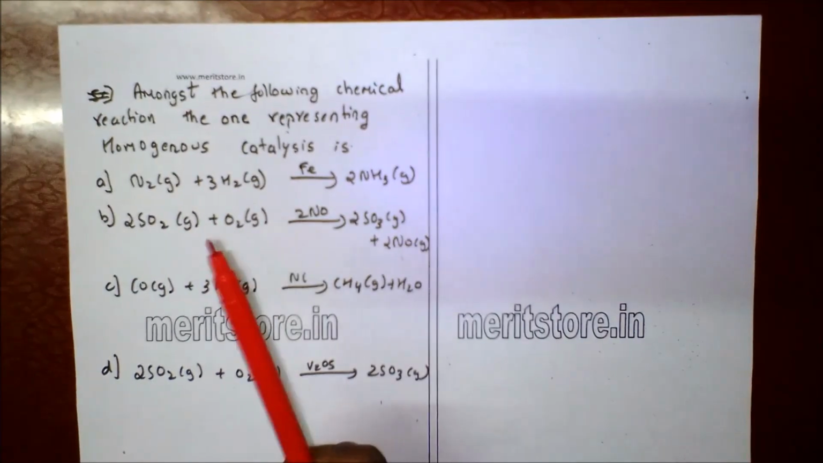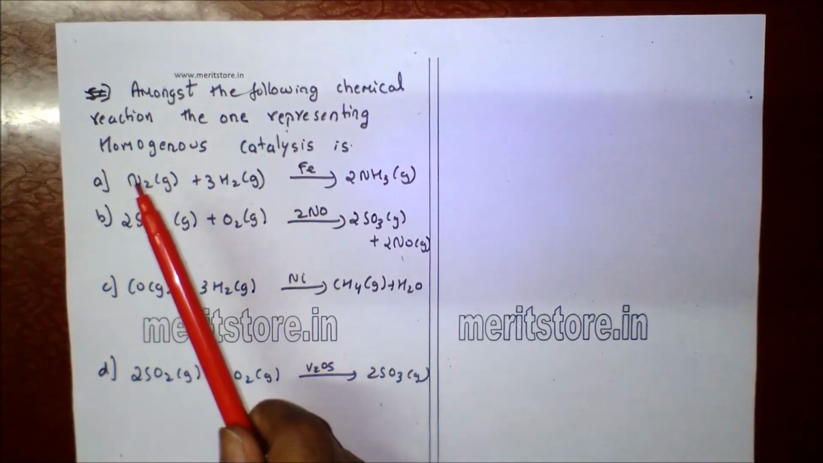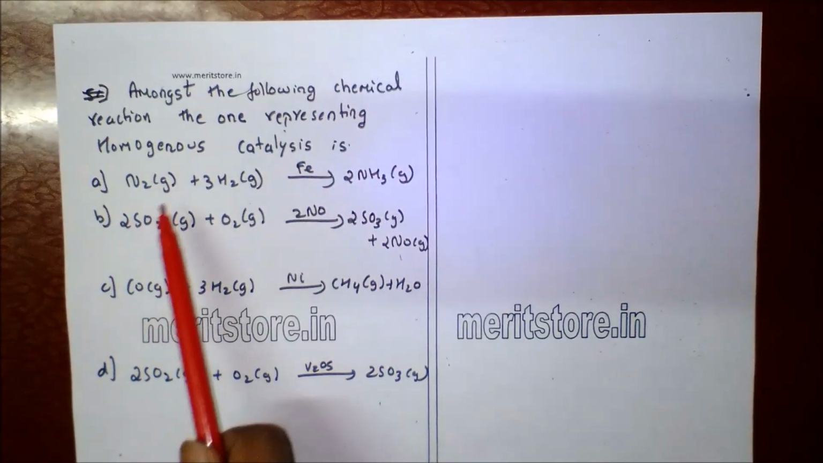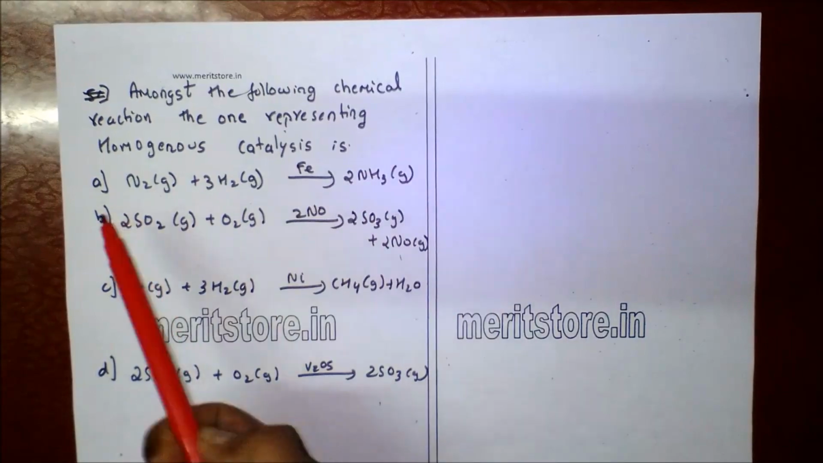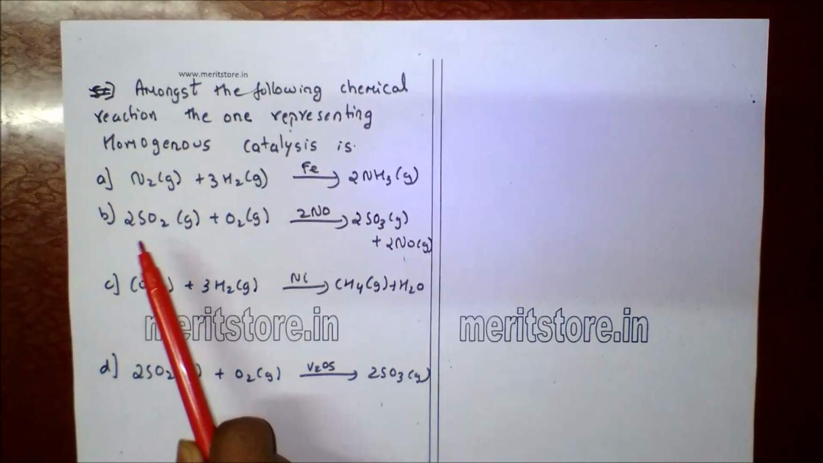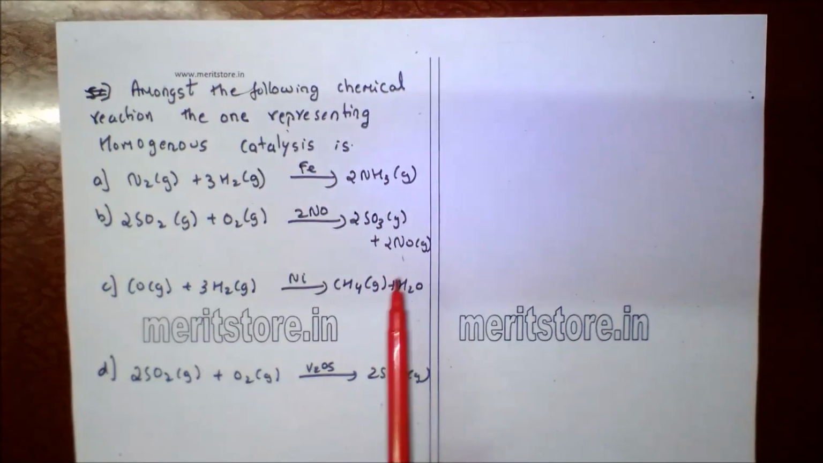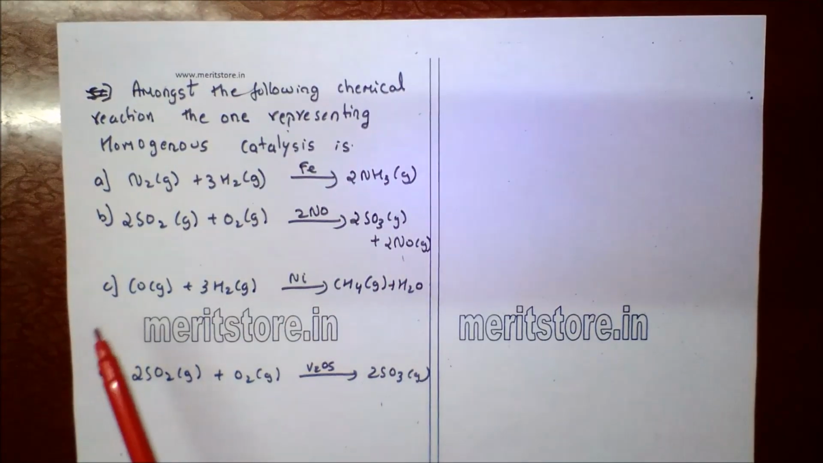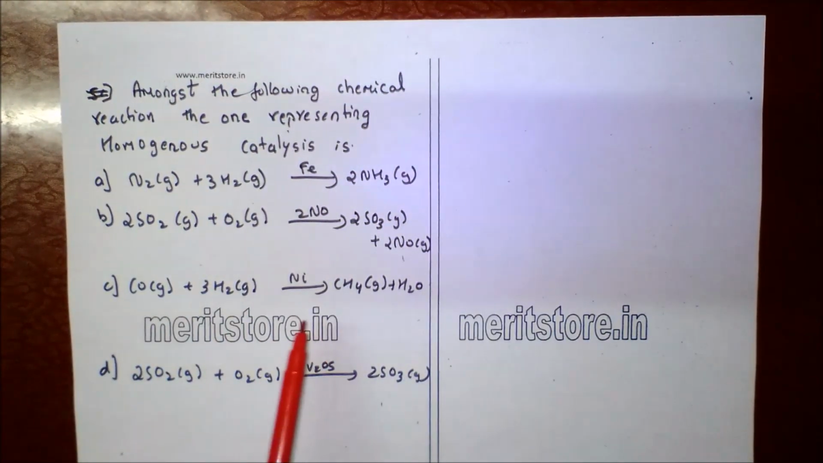Amongst the following chemical reactions, the one representing homogeneous catalysis is A. N2 plus 3H2 gives ammonia, which is Haber's process. B. 2SO2 plus O2 gives 2SO3, with NO as catalyst. C. CO plus 3H2 gives CH4 plus H2O. And D. 2SO2 plus O2 gives 2SO3.